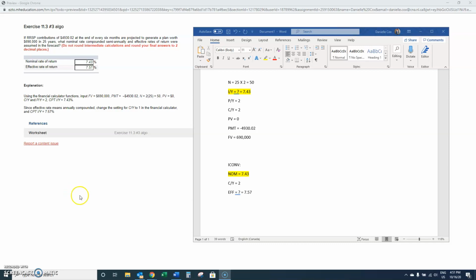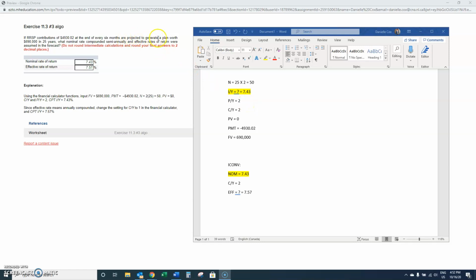Okay, so again, I read through once just to get an idea of what it is I'm trying to do. If you want to have your fields written out so that you can just fill them in as you read, that works. So contributions of 4930.02. So I know I'm paying into an RSP, so it's negative 4930.02 is my payment at the end of every 6 months. So my payment is twice a year.